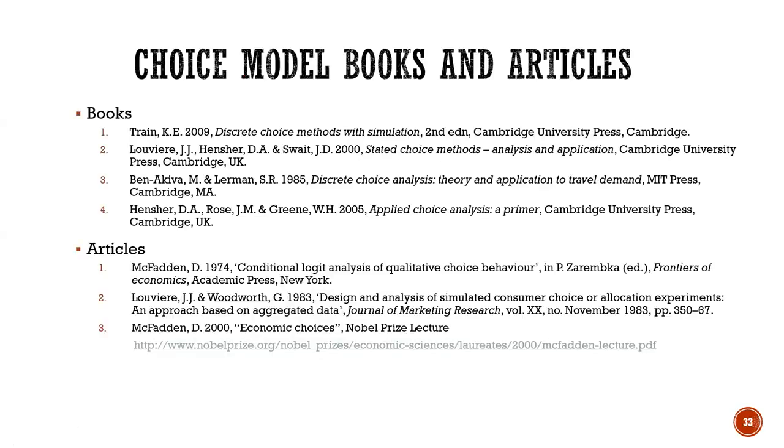For those of you who are interested in learning more about this, here are some names of books given over here, and also articles that you can read. Researcher McFadden actually got a Nobel Prize for his work on choice models. And at UTS itself, there's a tremendous amount of research done using choice models. So that is about this lecture. Now we are going to talk about the conjoint simulator.